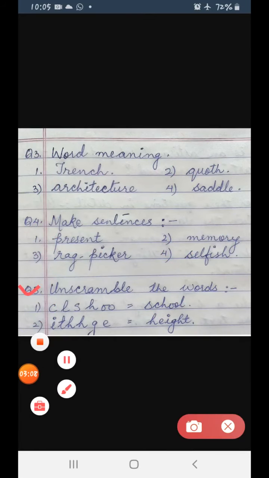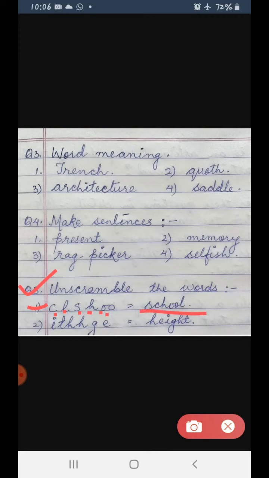Okay, number 5 is unscramble the words. Here the words are jumbled up. So now you have to unscramble the words and make a meaningful word. So number 1, what is it? C L S H double O. So what does it become? It becomes school. S C H double O L.